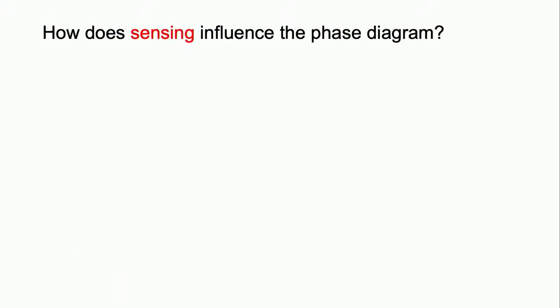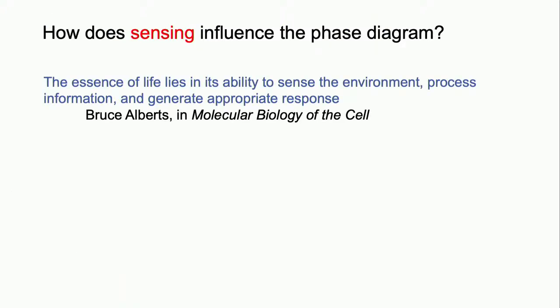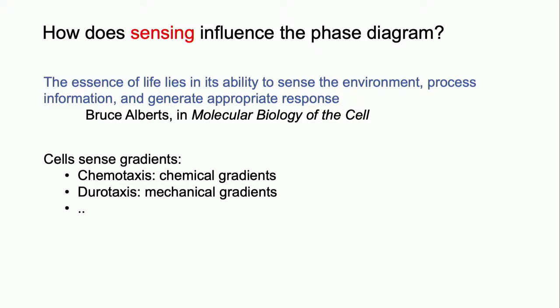Okay, so now we're going to discuss sensing, which turns out to be a very important aspect of living matter. Molecular Biology of the Cell, which is kind of the only text in the community, states that the essence of life lies in its ability to sense the environment, process information, and generate appropriate response. And of course, it's very well known that cells have some sensing ability. One thing that is very well established is that cells are able to respond to gradients, like chemical gradients, or also gradients in the stiffness of the substrate. They like to go towards the stiffer region.